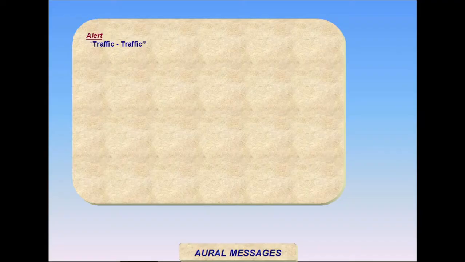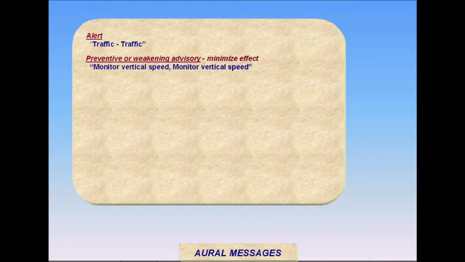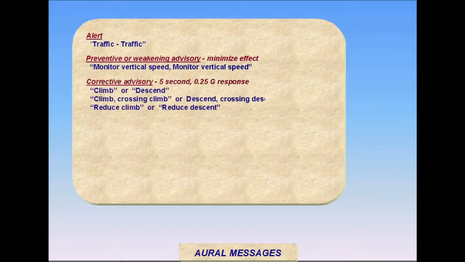Monitor vertical speed, monitor vertical speed. Monitor vertical rate and minimize deviation from cleared altitude and effect on other aircraft. Climb, climb, climb, or descend, descend, descend. Set vertical speed to the area shown in green on the VSI. Maneuver at 1,500 to 2,000 feet per minute within 5 seconds to avoid the red prohibited area on the VSI tape.